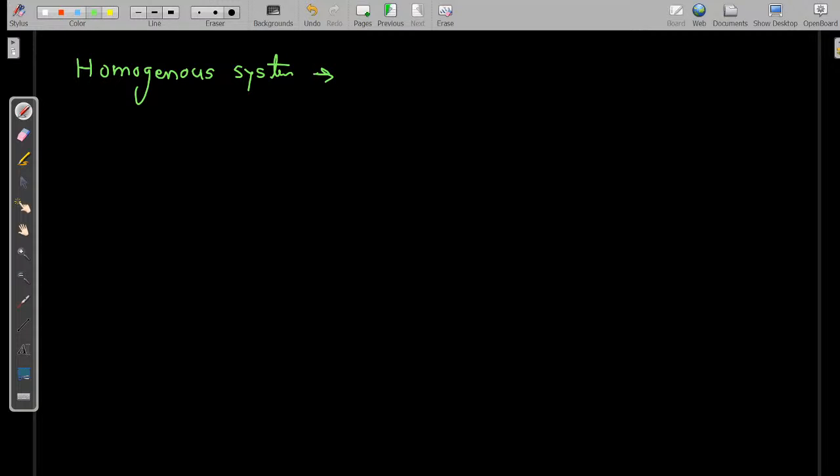Homogeneous system means if the system is chemical and physical, the properties, chemical and physical properties are same throughout.